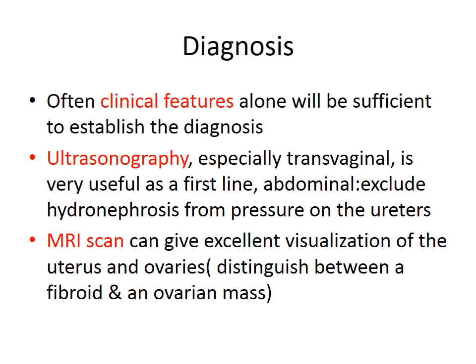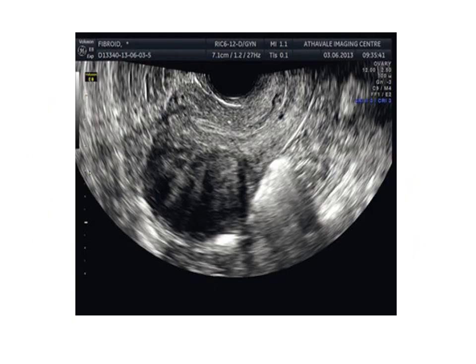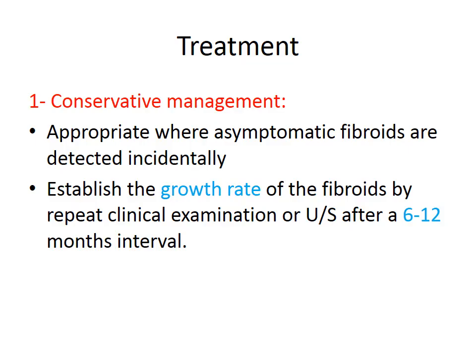MRI, of course, is an excellent diagnostic method, but it is not cost effective. However, it can provide excellent visualization of the uterus and ovaries. It can clearly distinguish between a fibroid and an ovarian mass. This is a TVS, a transvaginal ultrasonographic view of a fibroid uterus. As you see, there is a large fibroid arising from the posterior aspect of the uterine wall.